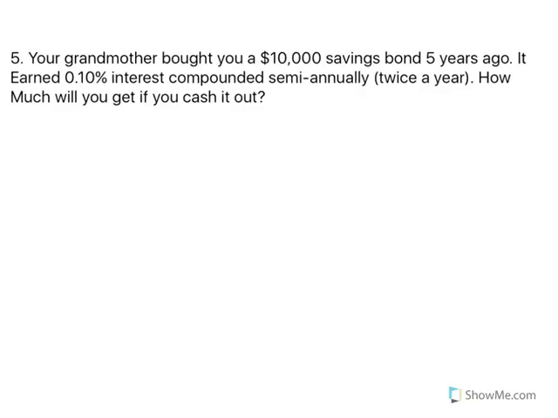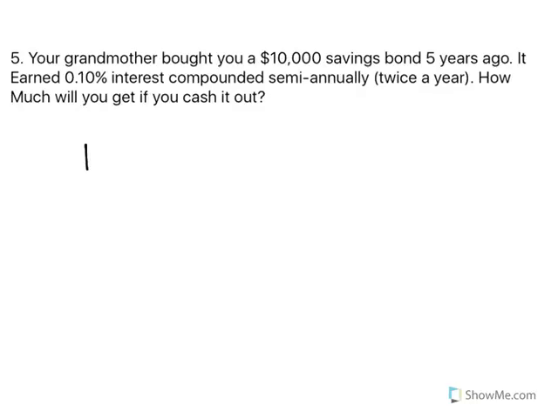Okay, let's do a story problem. Your grandmother bought you a $10,000 savings bond 5 years ago. It earned 0.10% interest compounded semi-annually, which is twice a year. How much will you get if you cash it out right now? And this interest rate is about what we're living in right now.